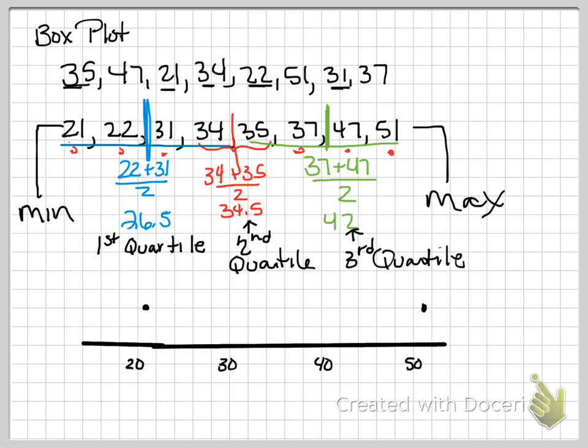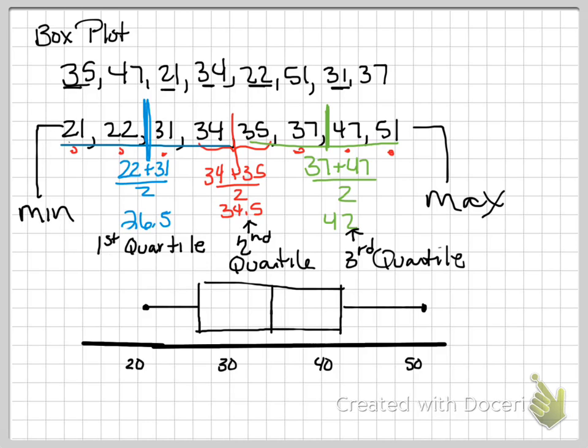Now you notice these lines that I drew at the very top, the blue, the red, and the green lines? I'm going to put lines on my graph as well at those numbers. So at 26 and a half, I'm going to put a line. 34 and a half, I'm going to put a line. 42, I'm going to put a line. And then I connect those lines and form a box. And then I draw my little tails out, connecting them. And so there's my box plot.